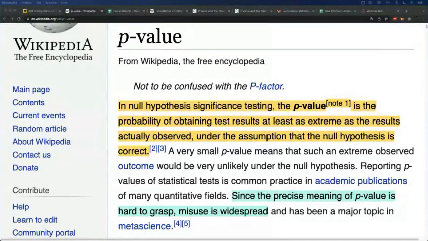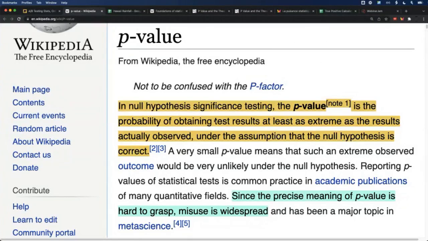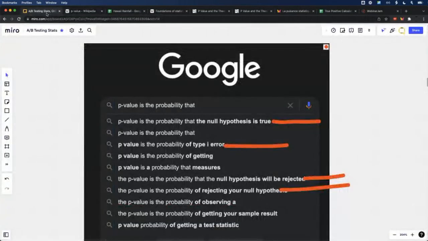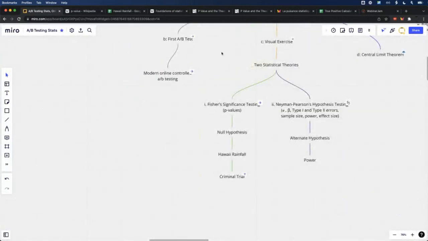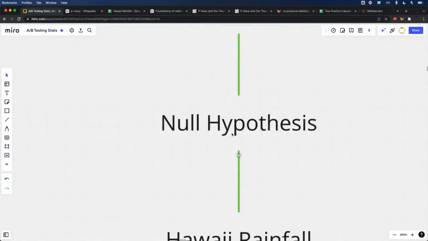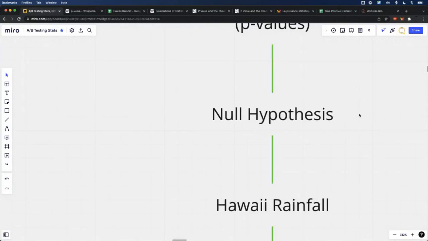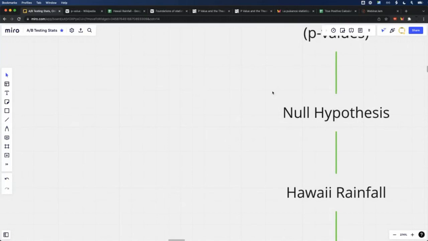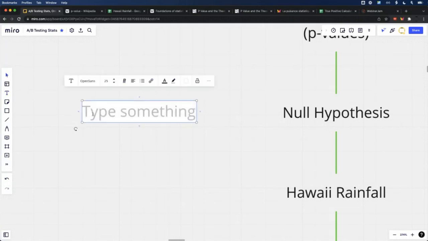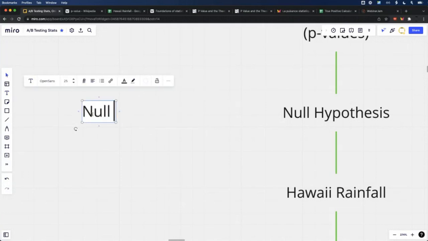The other example that I can give, but let's talk about the null hypothesis before that. What is this null hypothesis? I'm going back to this null hypothesis over here. What is the null hypothesis? The way I understand it, or the way I keep the definition in my head, is like this.